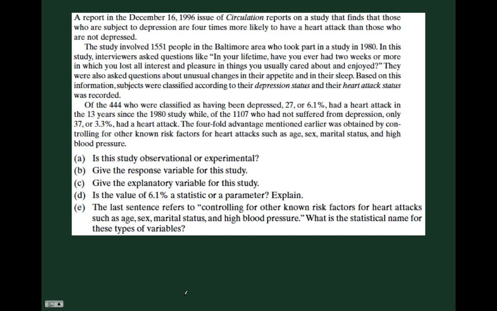So is this study observational or experimental? This again is another example of an observational study. Now, the response variable here is the proportion of heart attacks. And the explanatory variable here is depression status.